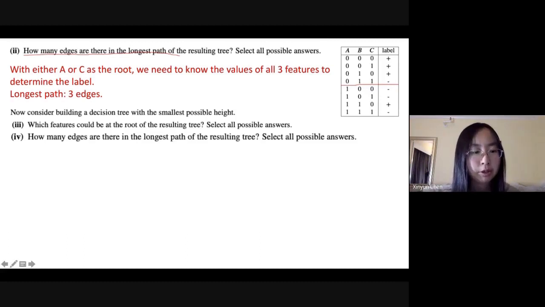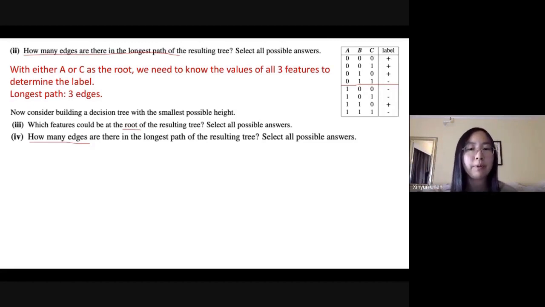So similarly, the question is asked about what should be the root of the tree, and also how many edges are there. So by smallest possible height, it basically asks us if we can decrease the number of edges in the longest path. And in the first part of the question, we already see that when we select A or C as the root, we will get the longest path with three edges.